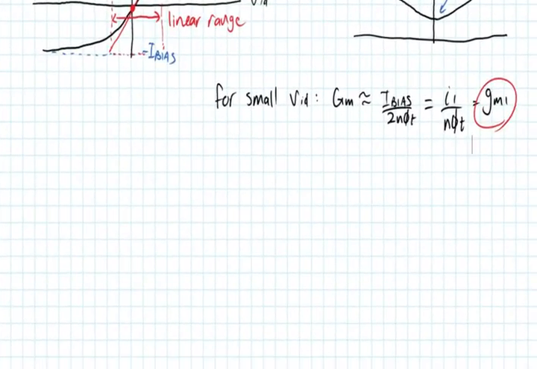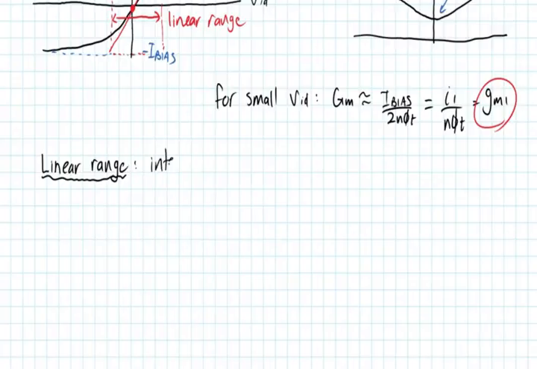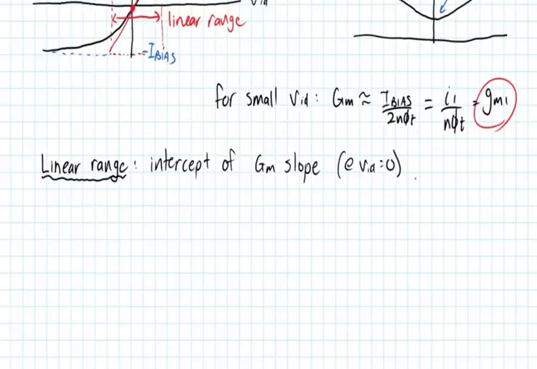So what I'd like to do now is just formalize a little bit that discussion we had on linear range. Let's just talk about that for a few moments here. We're going to define it here, at least, as the intercept of the GM slope at VID equal to 0 with the saturated current.